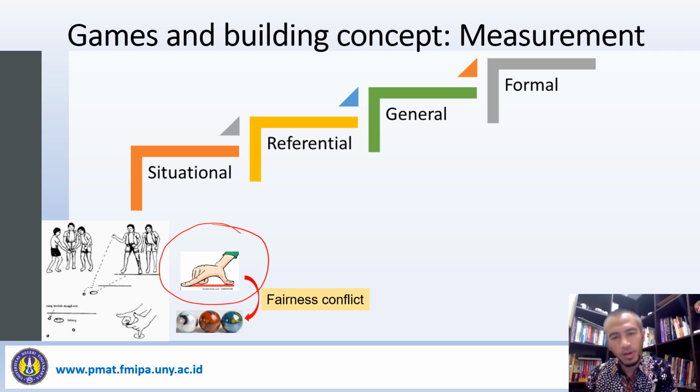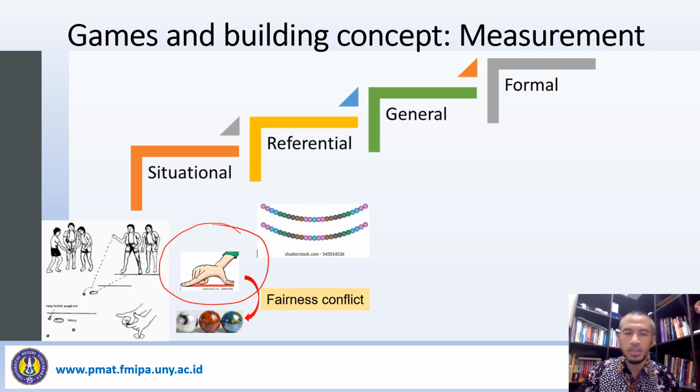And then, of course, by having some discussion at the end, we arrive at the marble as the tool to measure the distance. So the fairness conflict can bring students from using body parts to using a more stable tool to measure. This is the situational level. That is, students are really playing the games.